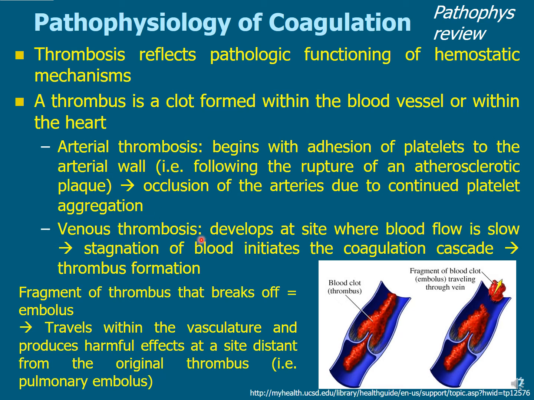Now you have venous thrombosis, which results from low blood flow, usually in the legs. So you have low blood flow, and then stagnation of the blood, which initiates the coagulation cascade, and then you can have a formation of a thrombus and a deep venous thrombosis. So this is when it's localized in the vein.